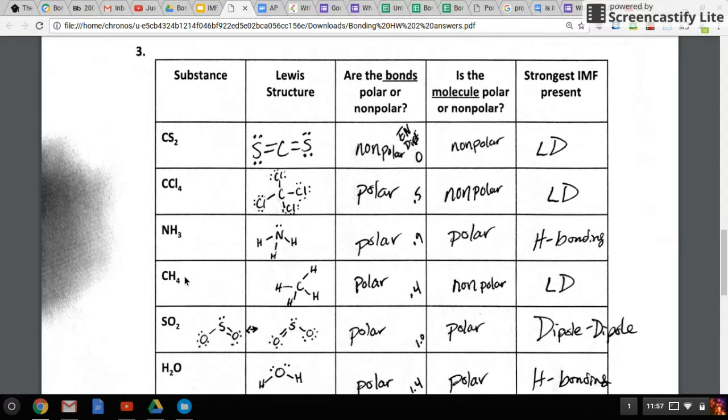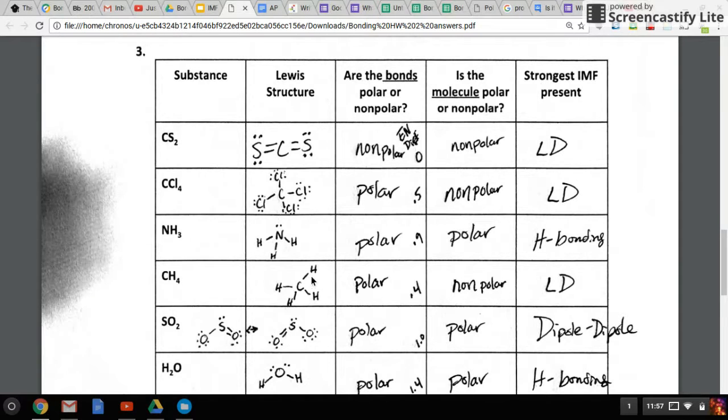Methane, we have CH4. It ends up again with a nice tetrahedral arrangement of the atoms. These bonds are very slightly polar, and that's important for you to remember. The CH bond only has an electronegativity difference of 0.4, so even though it's polar, it's just barely polar. And that will come into play when we look at larger molecules, and most of those involve the carbon-hydrogen bond.